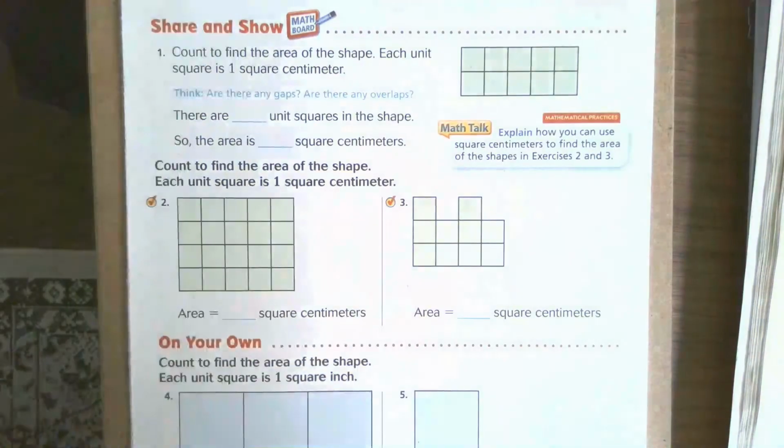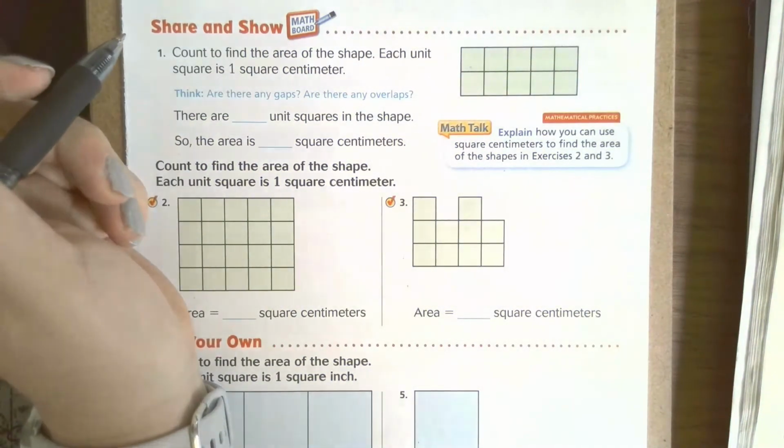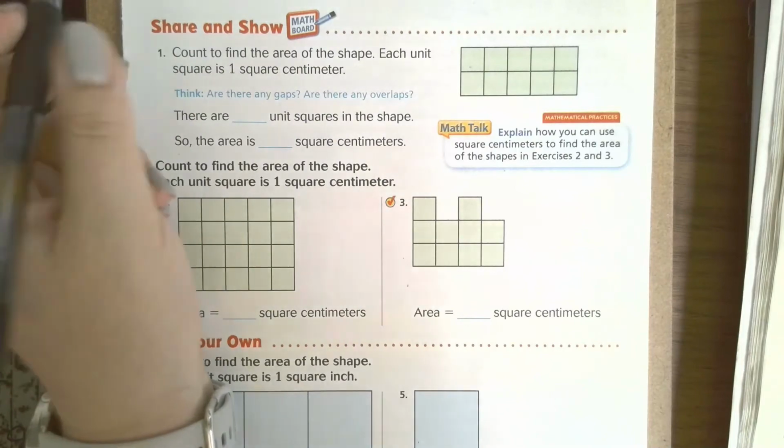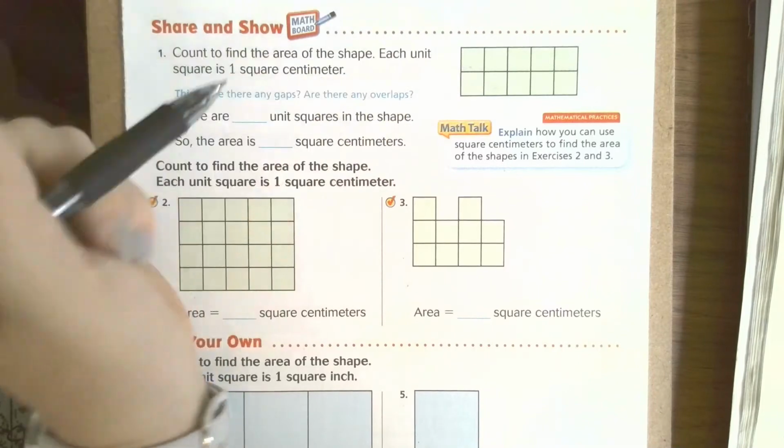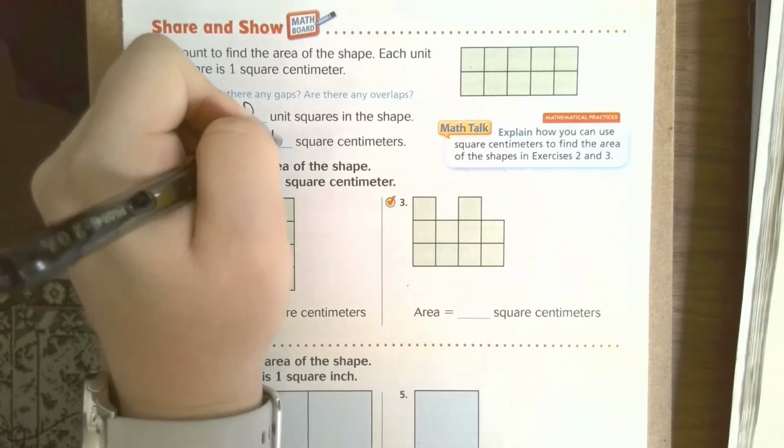Okay, we'll do a few more together, and then I want you to try some on your own. It says count to find the area of the shape. Each unit is 1 square centimeter. So if I look at my shape, there's 10 in the shape, so the area is 10.